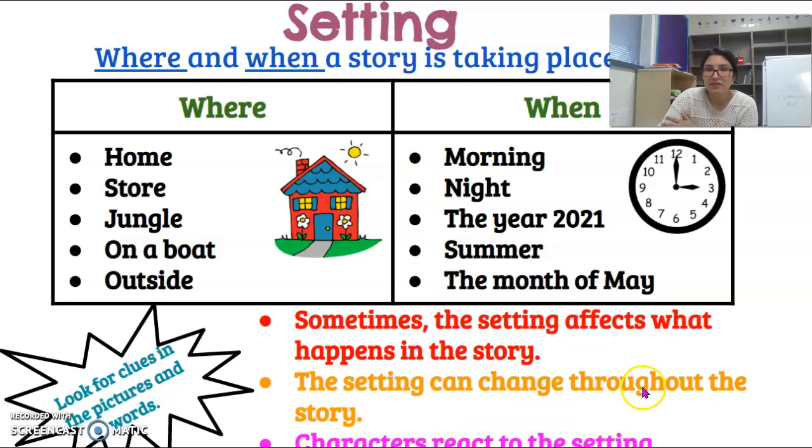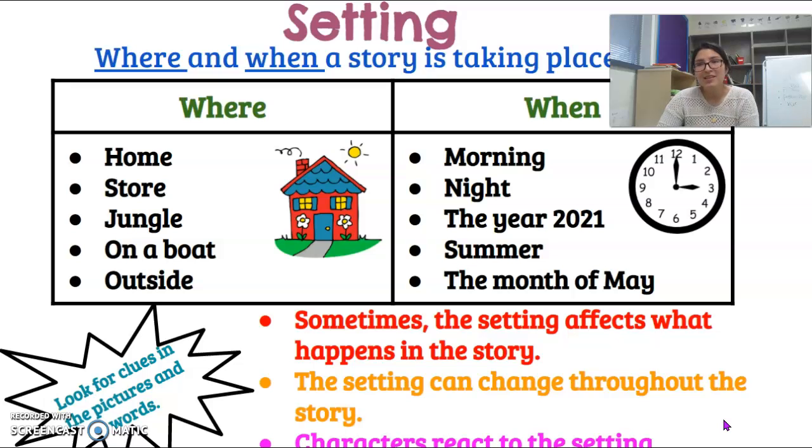The setting can change throughout the story. Sometimes it's daytime, sometimes it's nighttime, sometimes it's in a barn, sometimes it's in the city. And then the characters react to the setting. So that kind of goes with the setting affects what happens in the story. For example, the little gingerbread man came across the pond. He had to think, okay, well now I'm at a pond. I'm not in this farm anymore. What am I going to do?